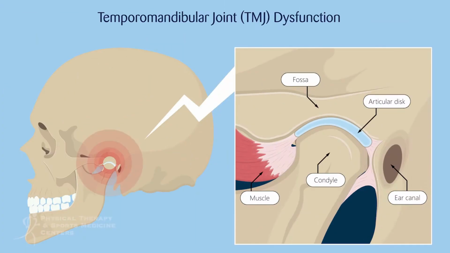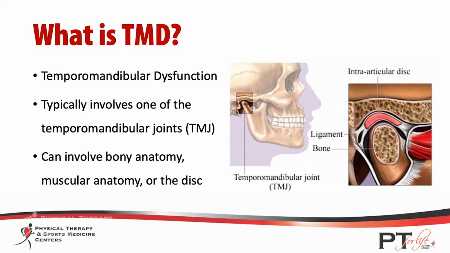So temporomandibular dysfunction involves your temporomandibular joint, of which you have two, one on the right side and on the left side of your jaw. It involves two different bony structures. You have the mandibular condyle, which is part of your jawbone, and then the mandibular fossa, which is part of the temporal bone, which sits about here in your skull.